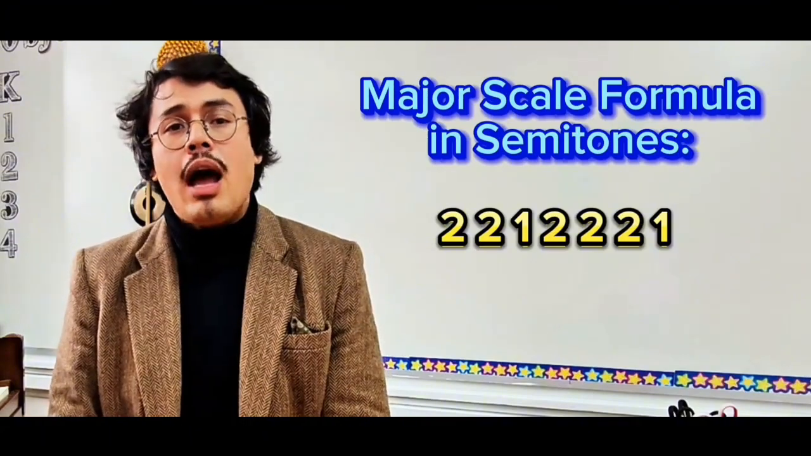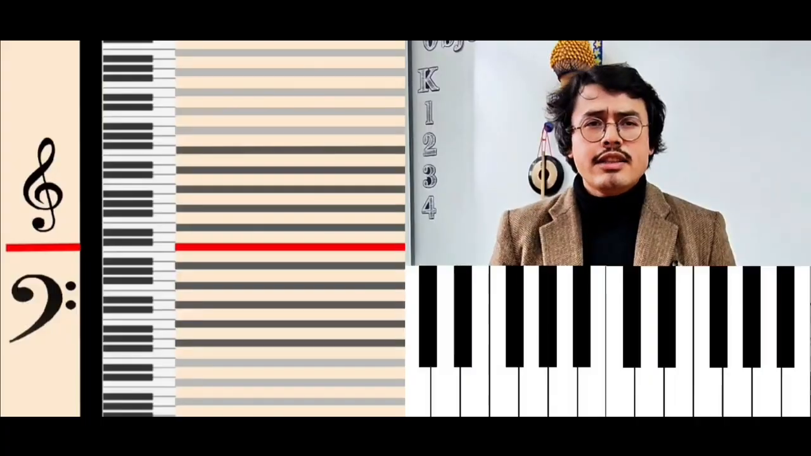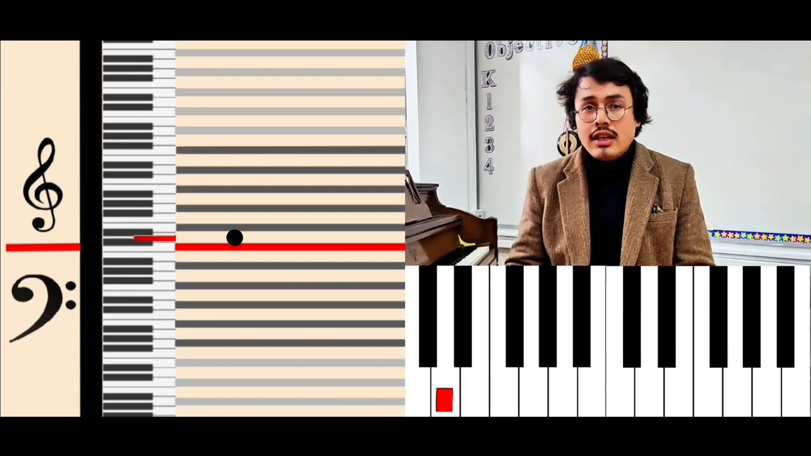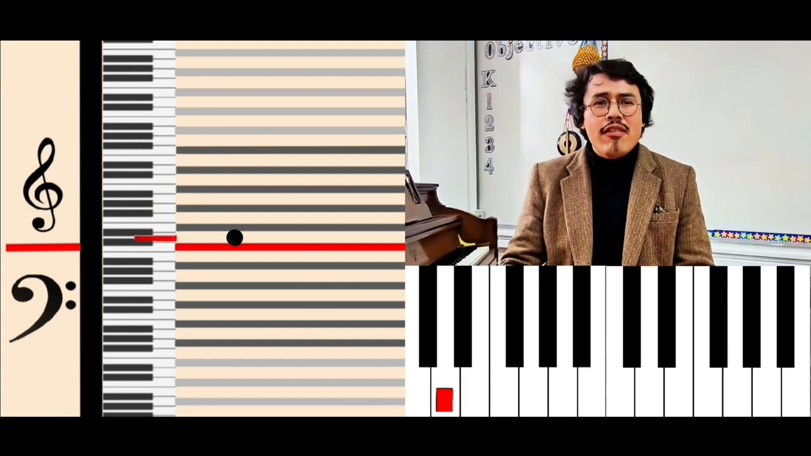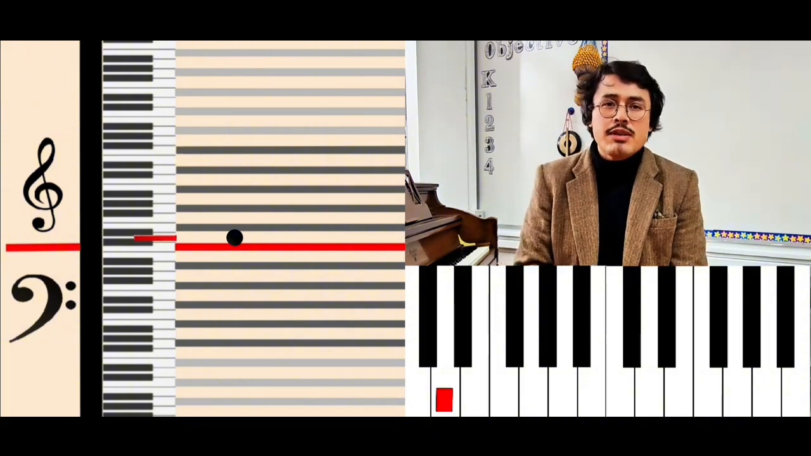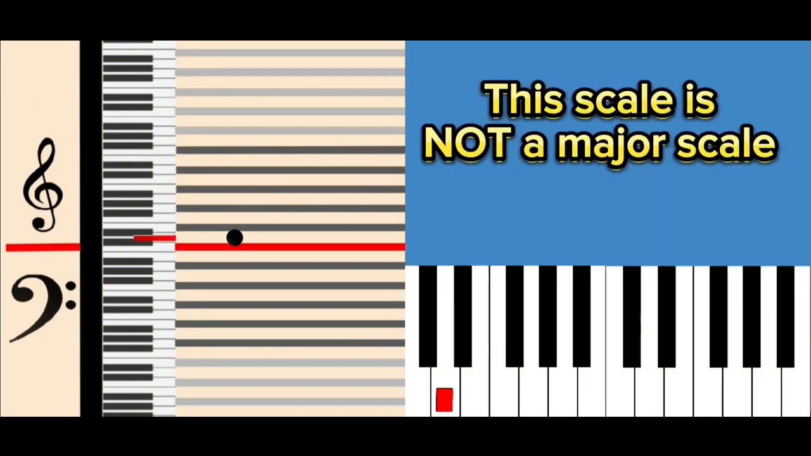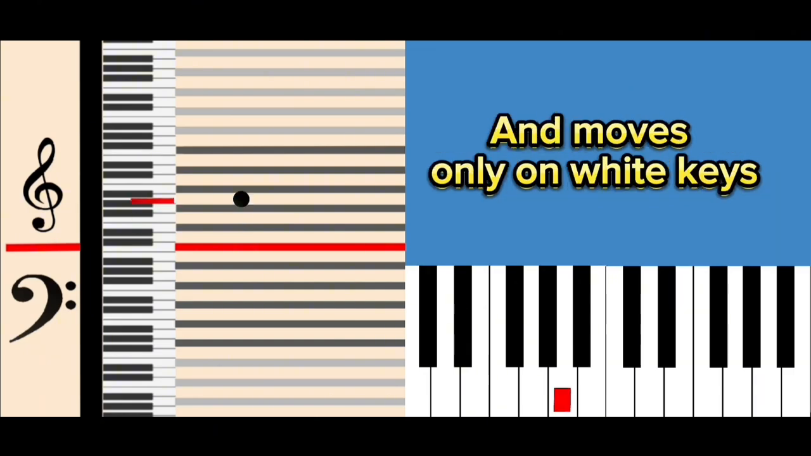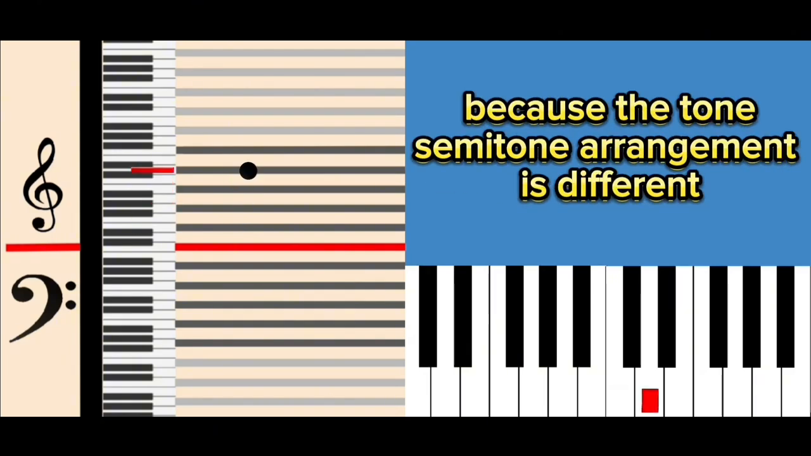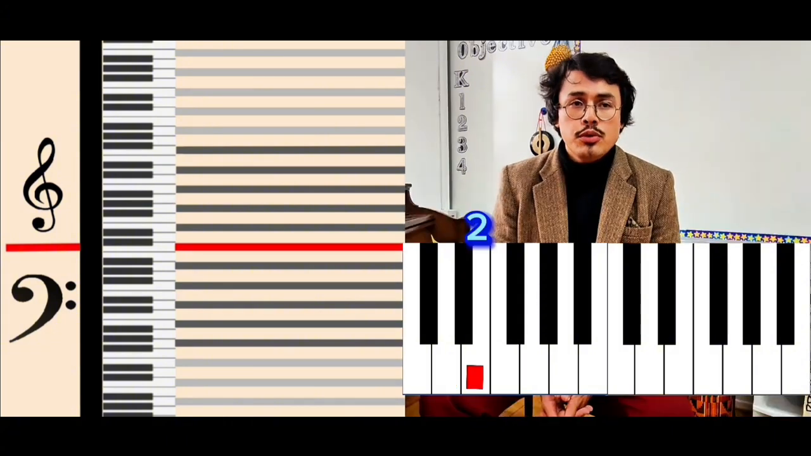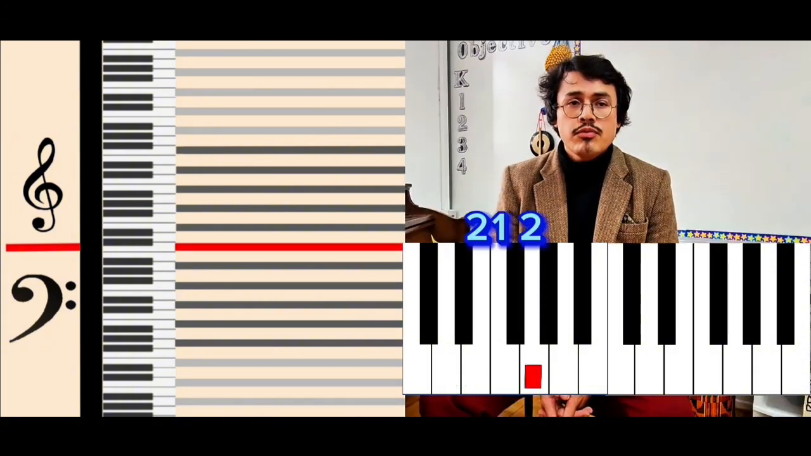Let's see how this formula applies in different keys. Let's take this key for example. If I just played the scale up one octave from this key, it sounds off because this is not the middle key and the scale has a different arrangement of tones and semitones. This scale has the following arrangement of tones and semitones. 2, 1, 2, 2, 2, 1, 2.